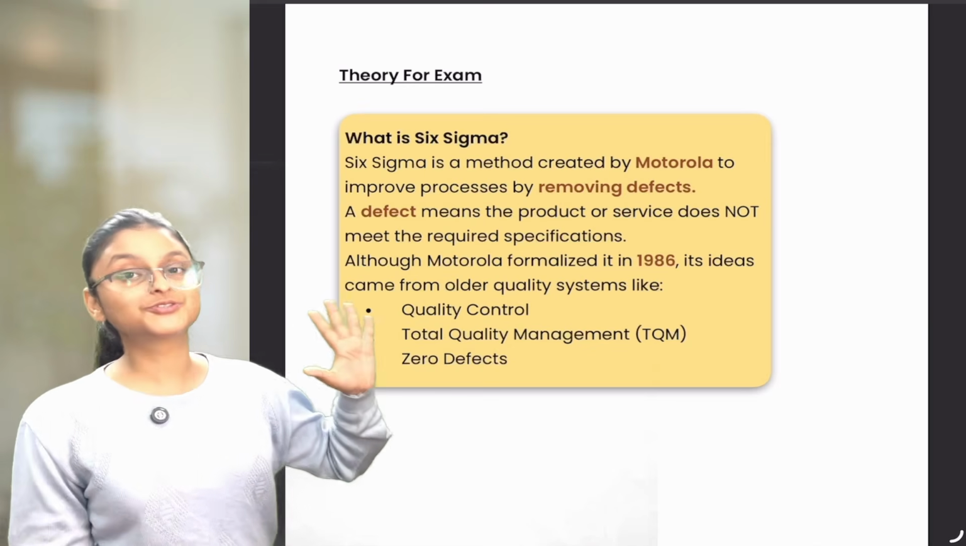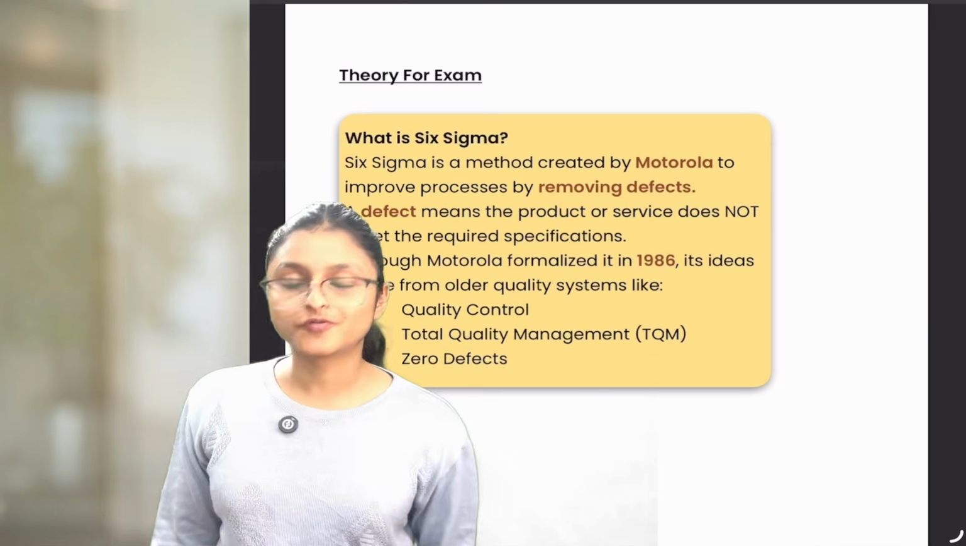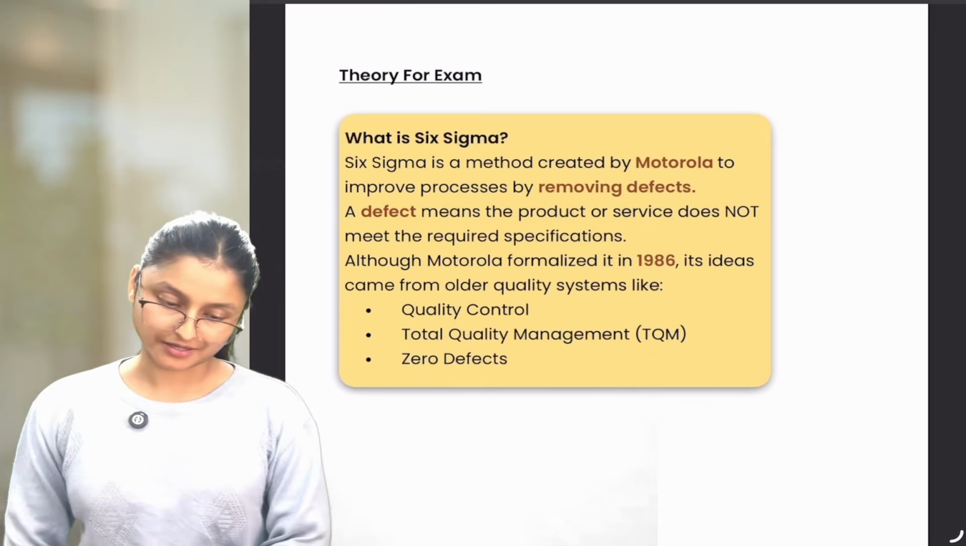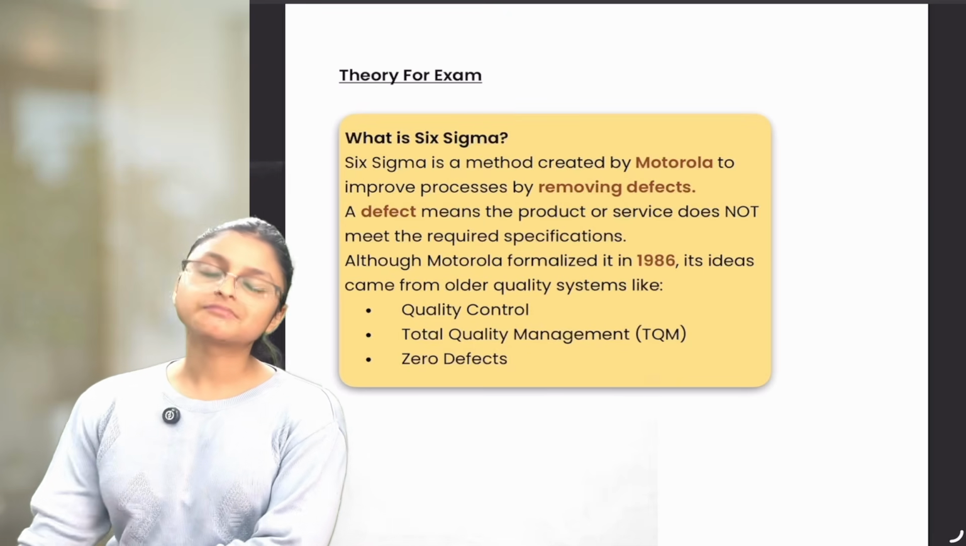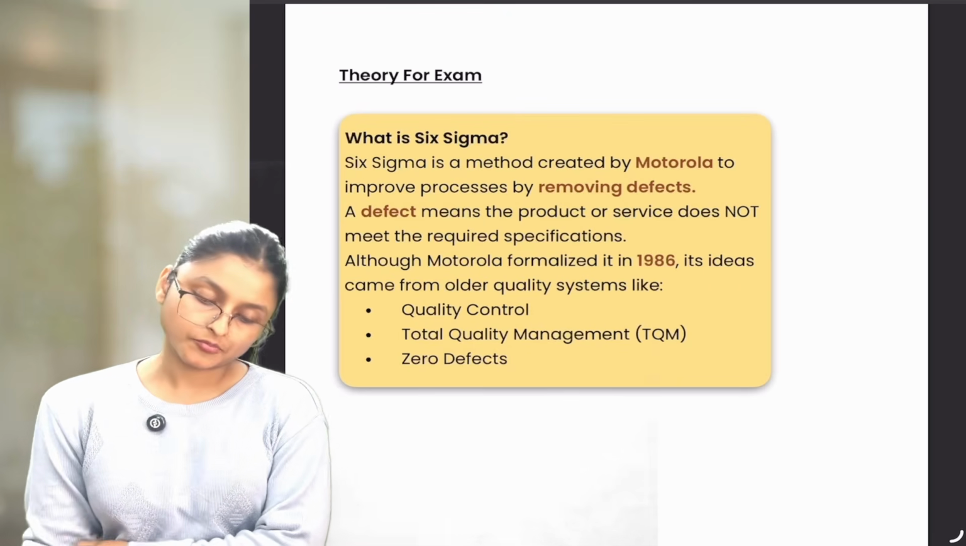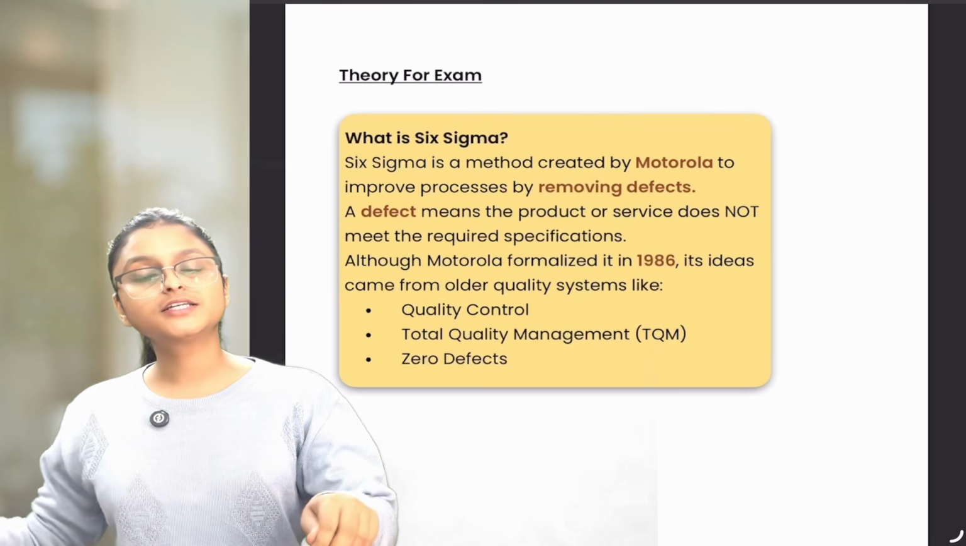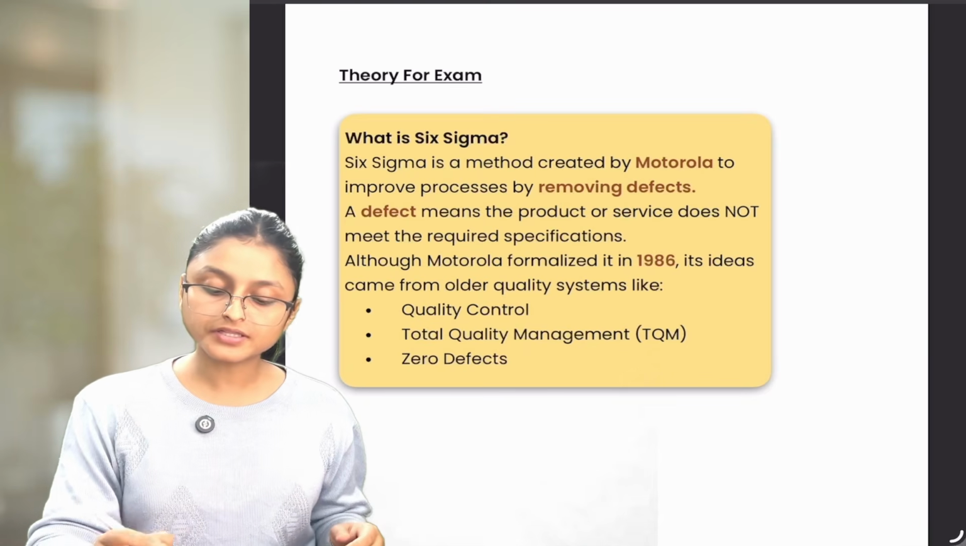I hope you all understood that. Now let's move forward to what we have to write in an exam. So what is 6 sigma? 6 sigma is a method. Who created it? Motorola created it. Why did they create it? To improve processes by removing the defects.